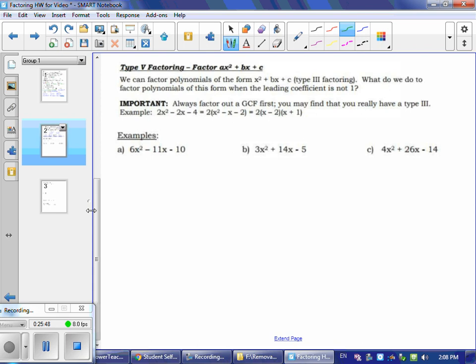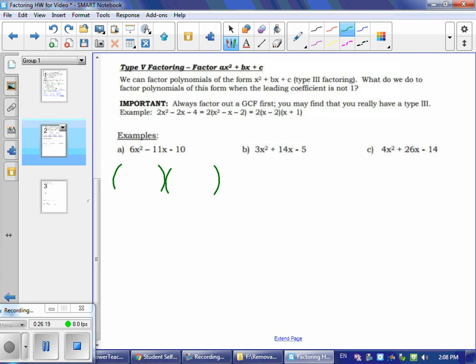Well, letter A, 6x squared minus 11x minus 10 does not have a greatest common factor. Okay, there's nothing in common there. But I am going to be able to reverse the FOIL process. And again, I've seen all kinds of different methods to do this. My method has always just kind of been, it's almost a guess and check, but it's a logical guess and check.